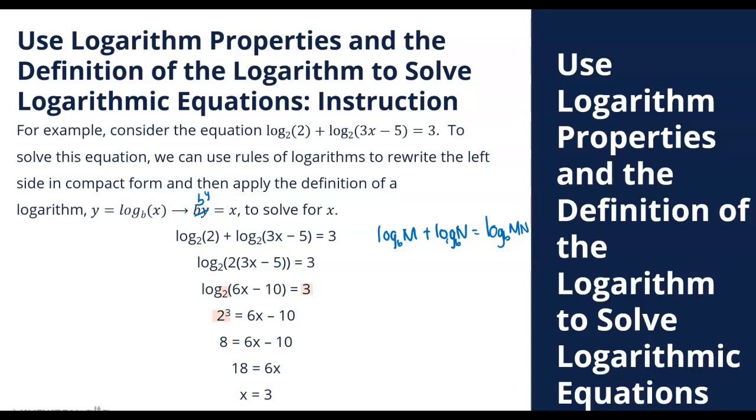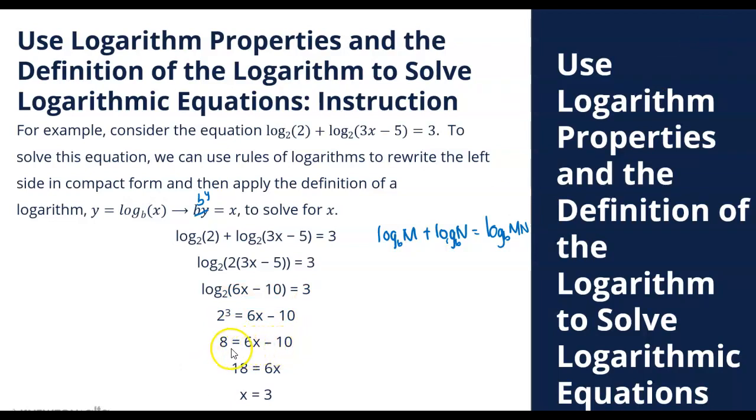That's how you get 2 cubed, equal to the given algebraic expression, which is equal to 6x minus 10. So now we have an equation, and we should be able to solve for x. Expanding 2 cubed, we get 8 on the left-hand side equal to 6x minus 10.